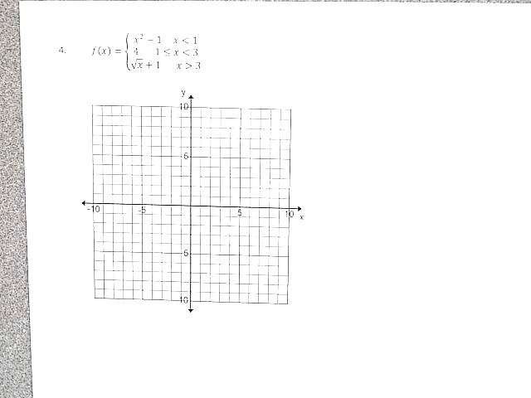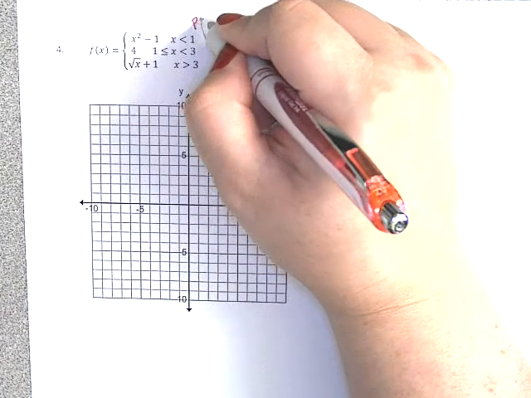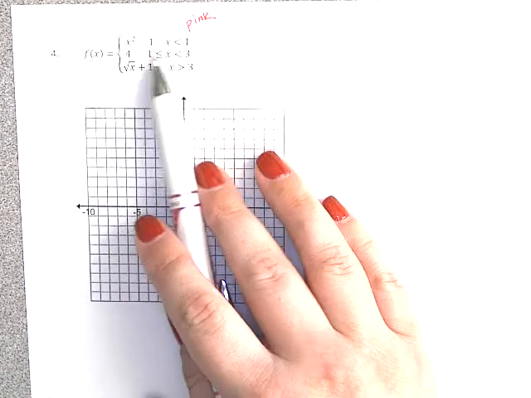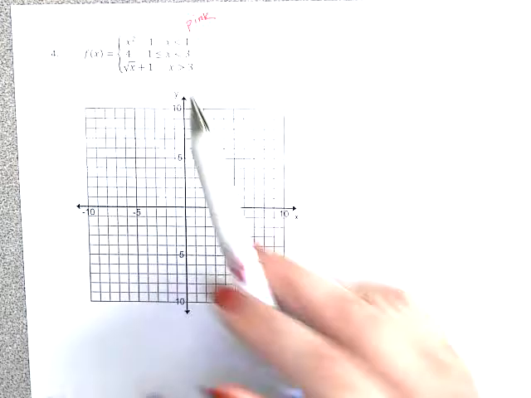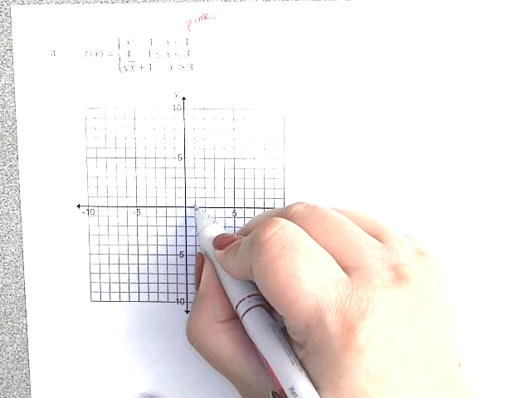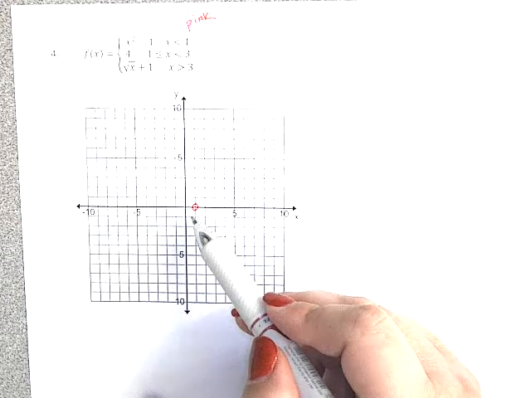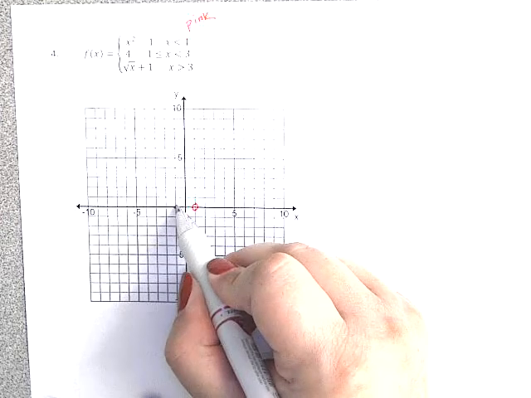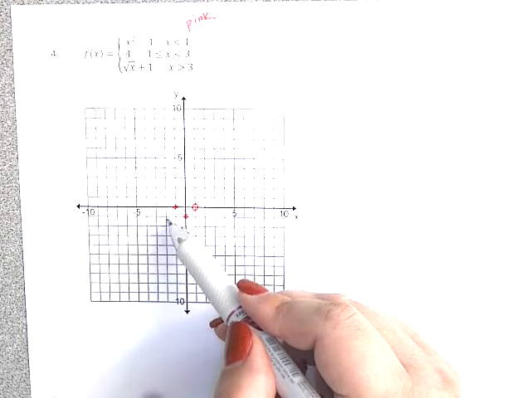All right, so x squared minus 1 for x is less than 1. We know that that's going to be a parabola. All right, so I'm going to do this one in pink, and it's going to be our parabola. And we want x values less than 1. Well, if I plug in 1, 1 squared is 1 minus 1, which is 0. So I'm going to have an open circle at 1, 0. And then this is a parabola that was shifted down 1, which means my vertex is at 0, -1. And then I can go 1 to the left and up 1, and then over 2 up 4.